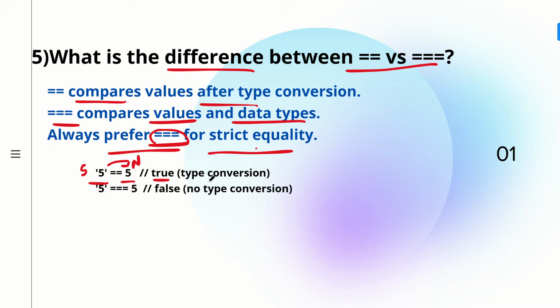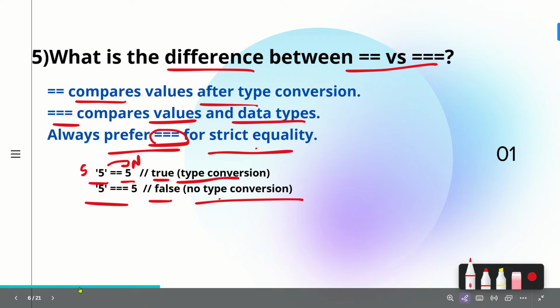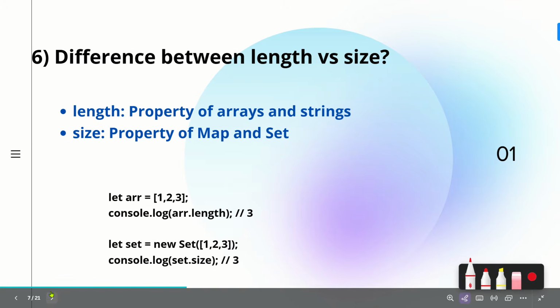So the type might be getting converted for either one, that is why the value is the same and you are getting true. But if you see string 5 triple equals number 5, here there is a difference in the type of the values, that is why you get false, and there is no implicit type conversion happening. This is the difference between double equals and triple equals in JavaScript. Let us see our next question.